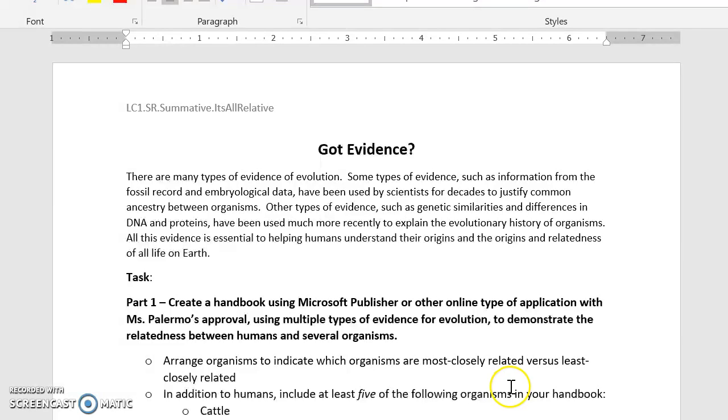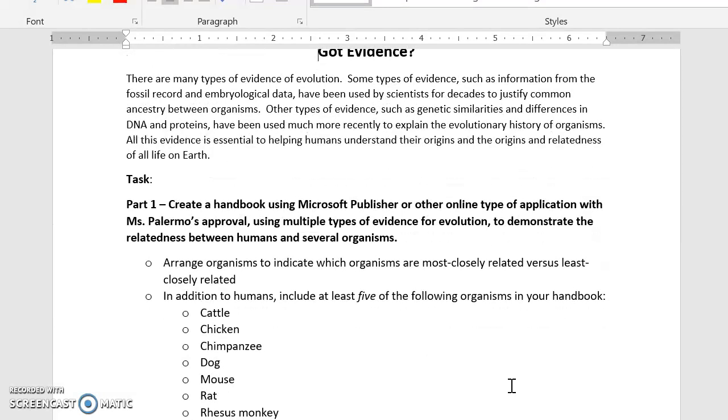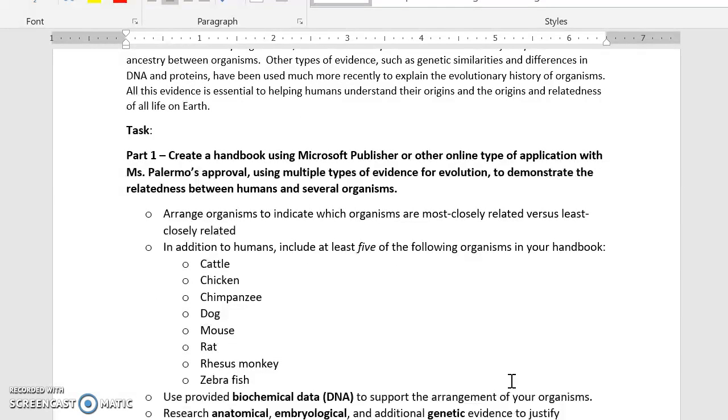So anyhow, in this, you're going to use multiple types of evidence to explain evolution, to demonstrate the relatedness of humans to other different types of organisms. In addition to humans, you need to include at least 5 of the following organisms in your handbook. With some of these, they need to include some fossil evidence, and they also need to include anatomical evidence. So that would be their fossil records. And embryological evidence, and that is their embryos. We went over that with one of our labs, or evidence of evolution.